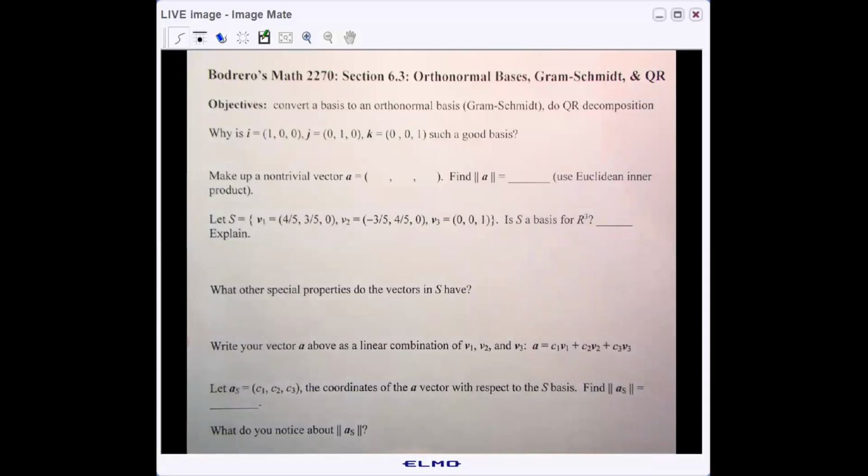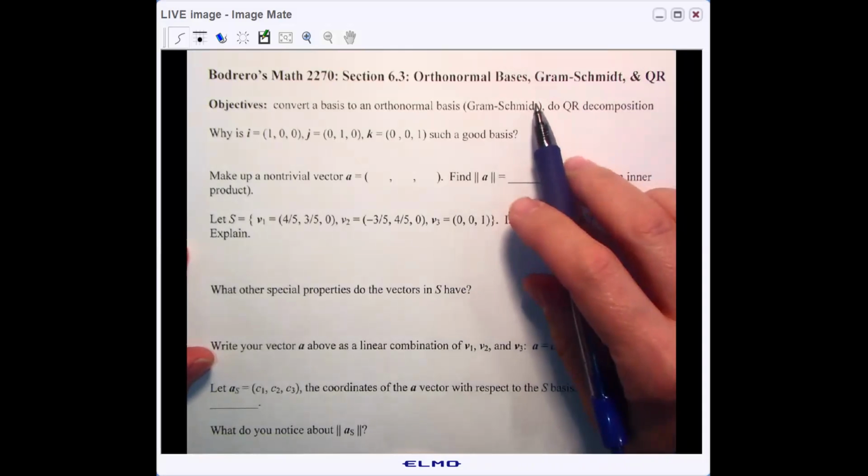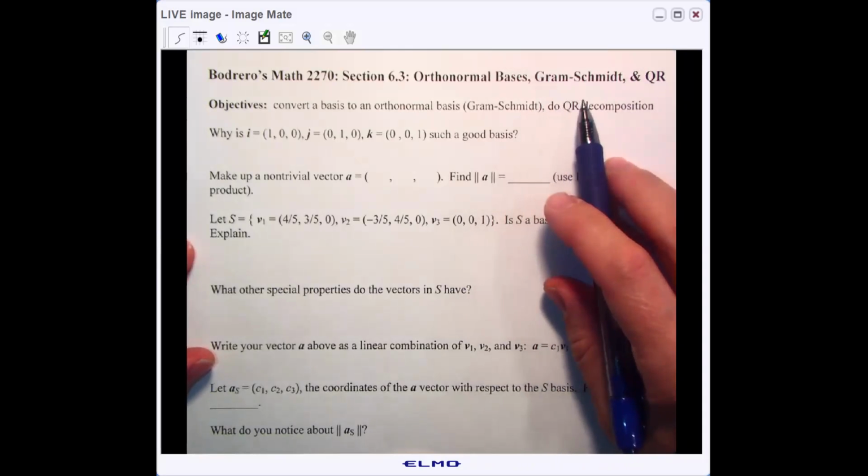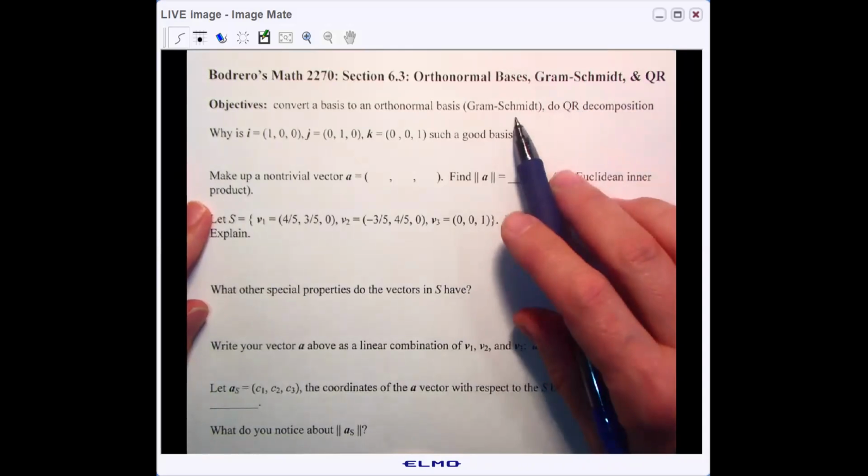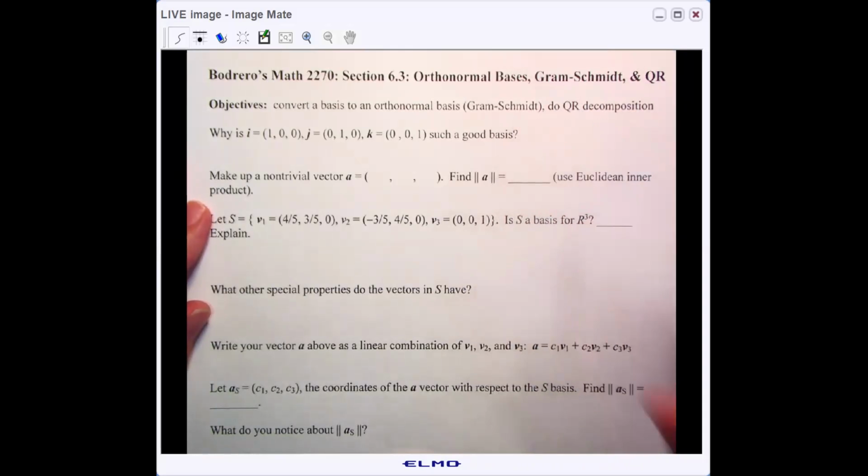Hello and welcome to section 6.3, where we'll learn about orthonormal bases, the Gram-Schmidt process, and QR decomposition. So our objectives are to convert a basis to an orthonormal basis, which is called the Gram-Schmidt process, and to do a QR decomposition on a matrix.